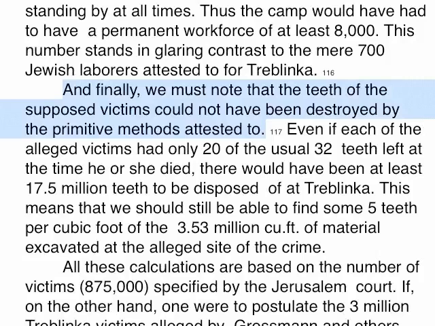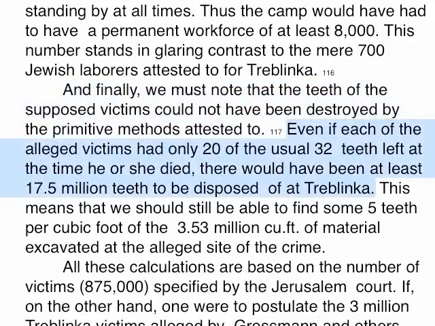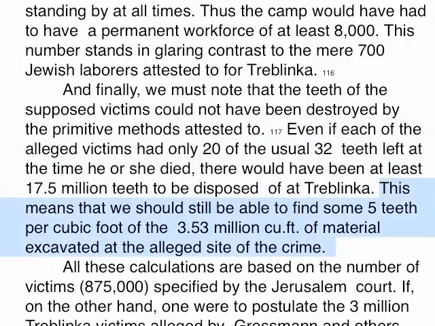And finally, we must note that the teeth of the supposed victims could not have been destroyed by the primitive methods attested to. Even if each of the alleged victims had only 20 of the usual 32 teeth left at the time he or she died, there would have been at least 17.5 million teeth to be disposed of at Treblinka. This means that we should still be able to find some 5 teeth per cubic foot of the 3.53 million cubic feet of material excavated at the alleged site of the crime.